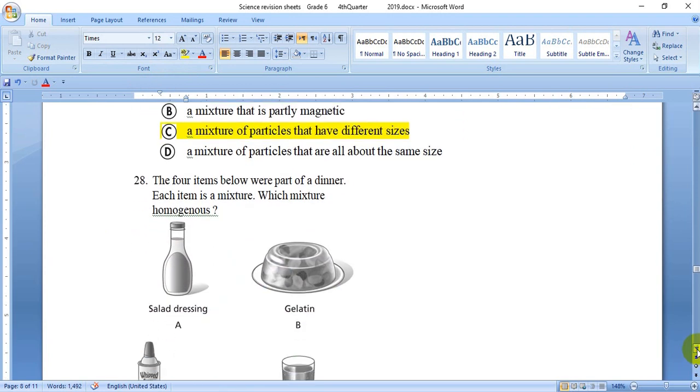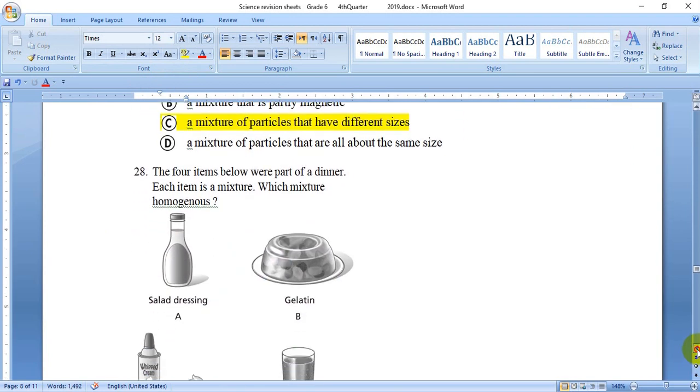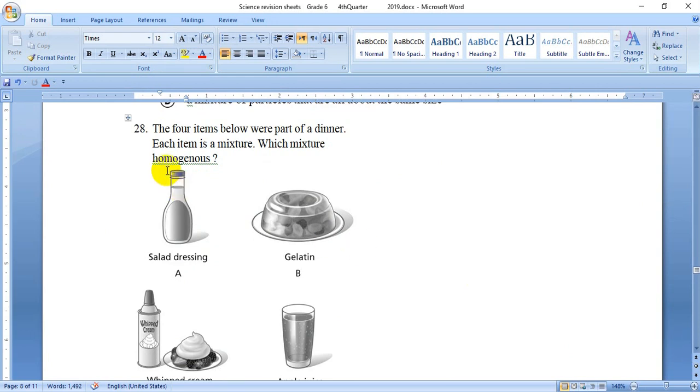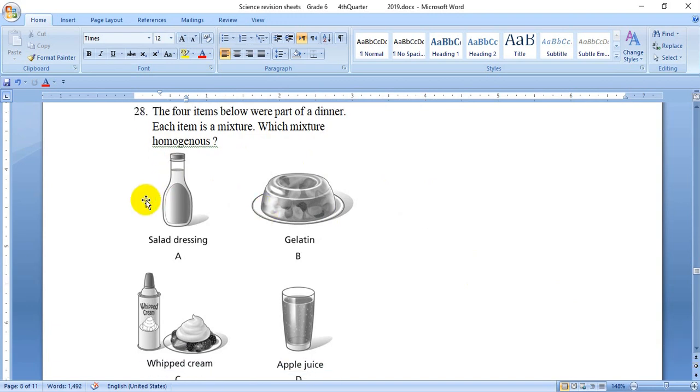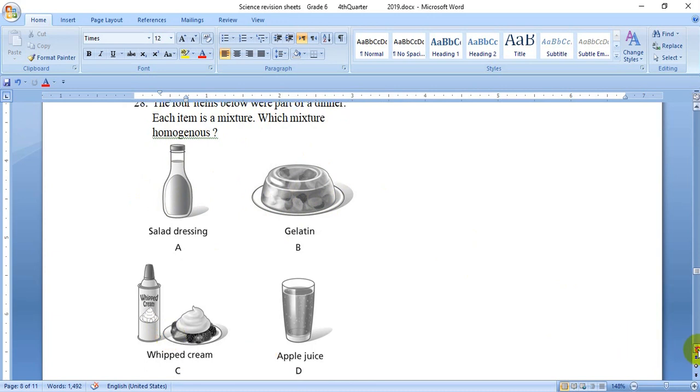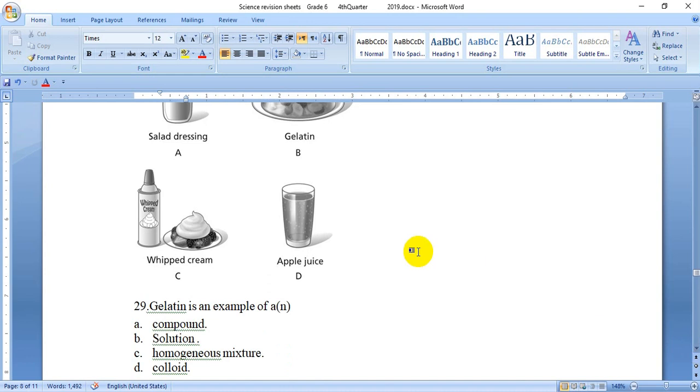Question 28. The 4 items below were part of a dinner. Each item is a mixture. Which mixture is homogeneous? Which one here is homogeneous? Salad dressing is an example of a suspension. Gelatin is a colloid. Whipped cream is also a colloid. Apple juice is homogeneous. Yes, so we will choose letter D. So we will answer with letter D.